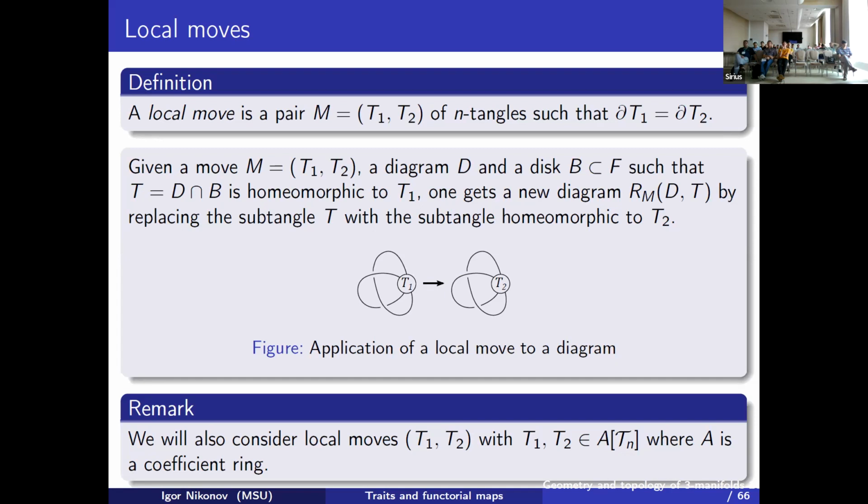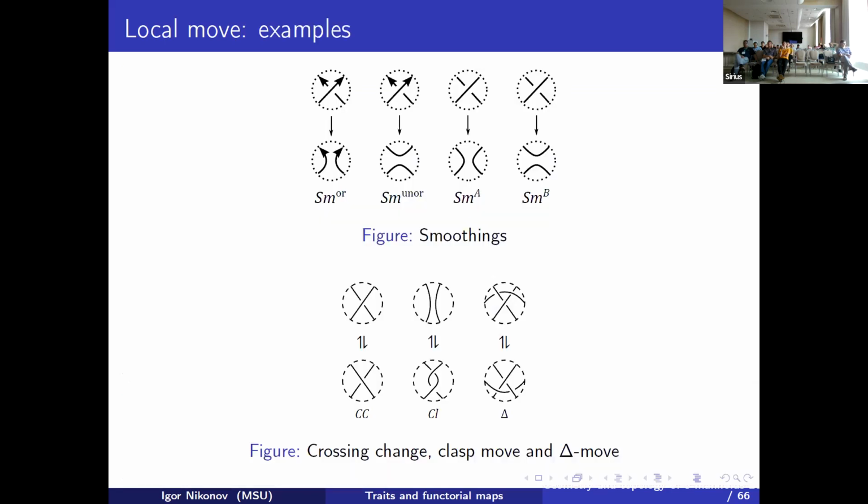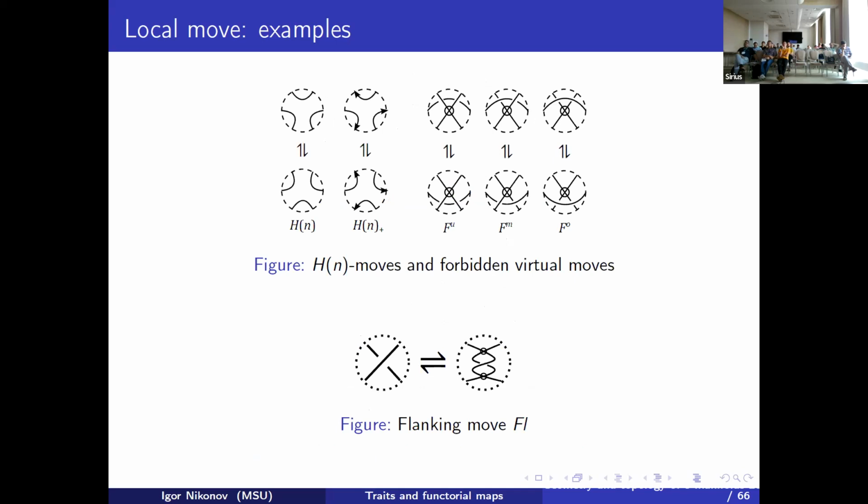We can also consider not tangles, but linear combinations of tangles of the same type with the same number of ends. And the result will be a linear combination of diagrams. So there are some examples of moves. We can consider different types of smoothing, oriented and unoriented. We can consider crossing change, a Gauss move, which differs from the second order moves. This is the Gauss move, and the delta move, which can be considered when the third order move doesn't. Next, there are H(n) moves by Hoste, Nakanishi, Takayama, and forbidden virtual moves and flanking moves.